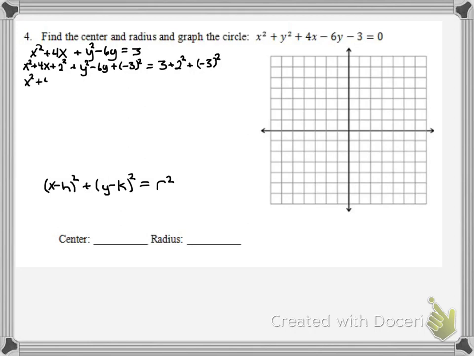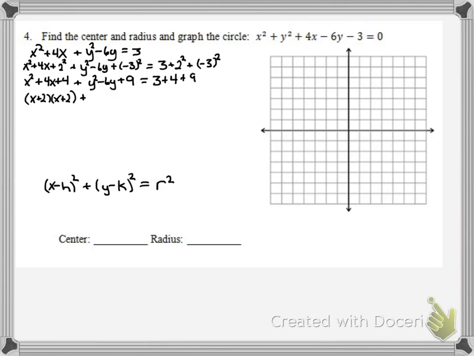So all I'm going to do is simplify the 2 squared to 4. I'm going to simplify the negative 3 squared. Now negative 3 times negative 3 is positive 9. So the right becomes 3 plus 4 plus 9. Now when I factor this, we need to think of two numbers that multiply to 4 and add to 4. And of course those two numbers are 2 and 2.